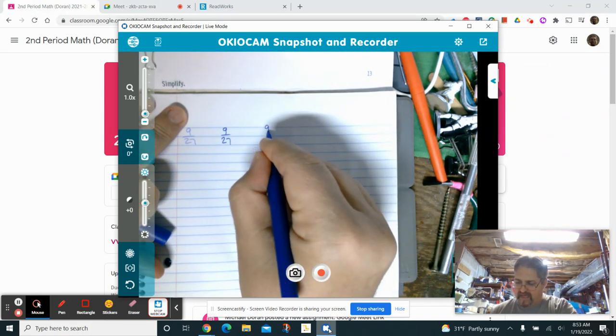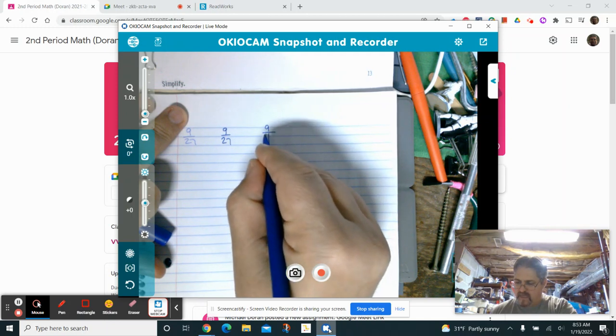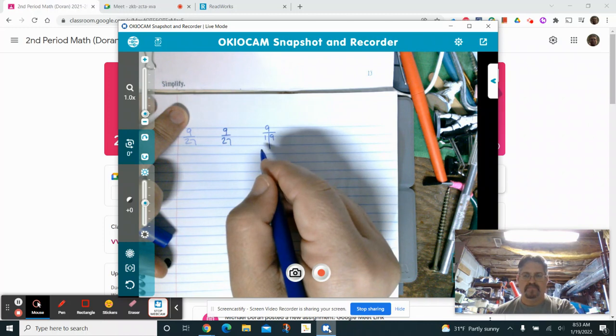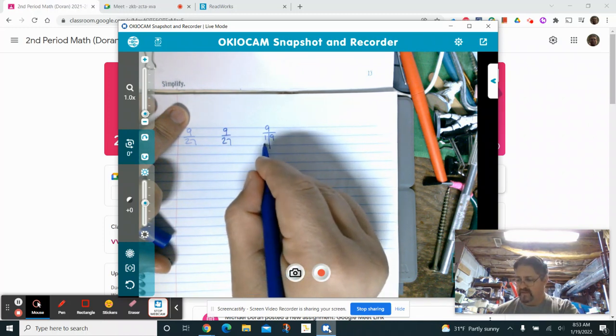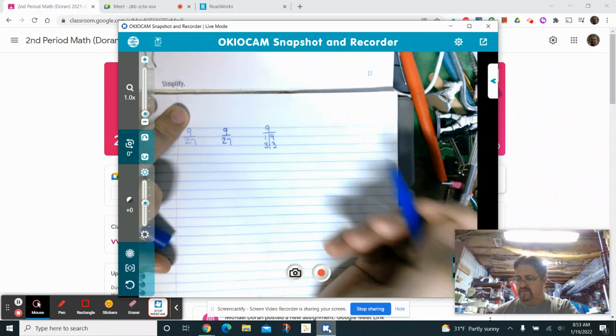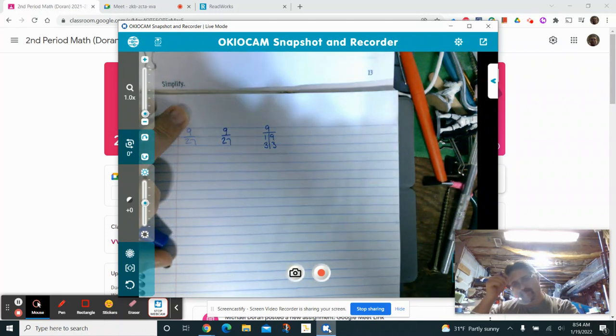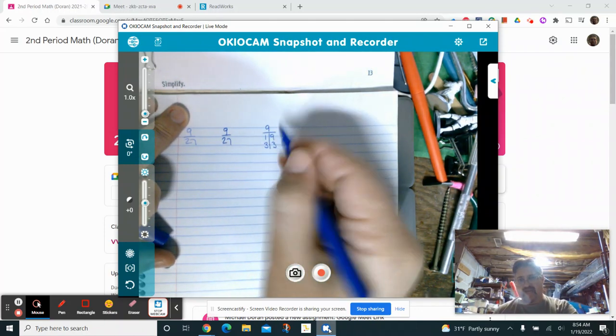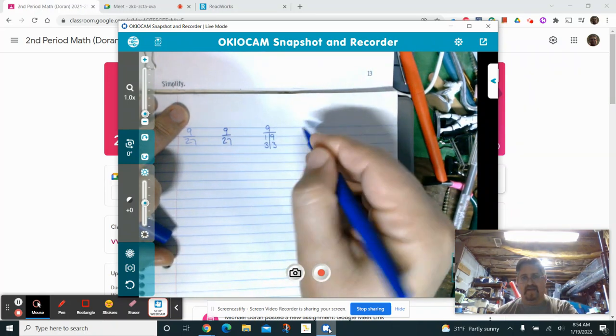My factors of 9. I know 1 times 9. 2 doesn't go into it. 3 does. 3 times 3. That's it, because we've got the same number. We know the next one's going to be 9. We've got all of our factors.